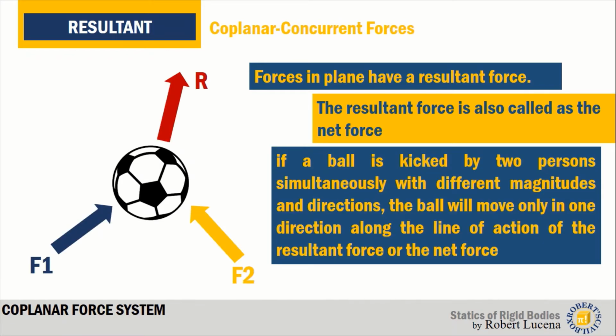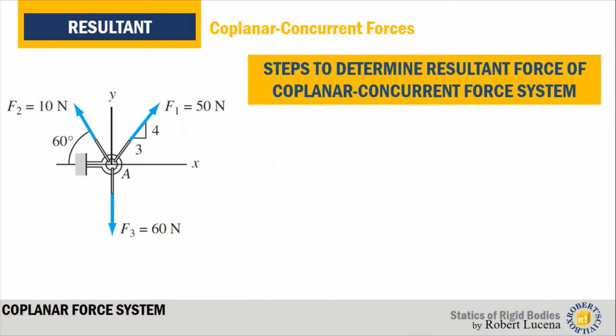So to fully appreciate that, if a ball is kicked by two persons simultaneously, so there are two forces acting on the ball, but the ball will eventually move only in one direction, and that is along the line of action of the resultant force of the two forces caused by the kick. So if we have several forces applied on an object, this will lead to one resultant force, and the movement of that object is based on the direction of the resultant force.